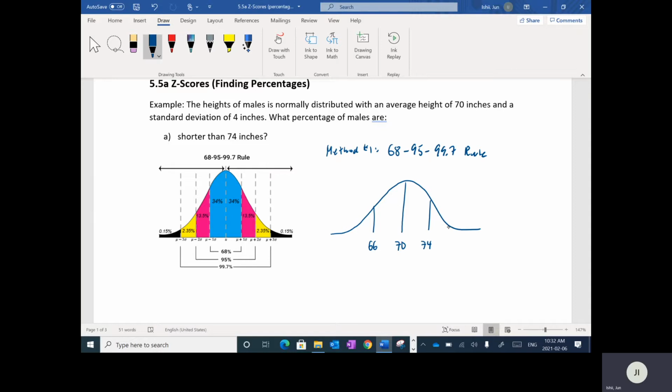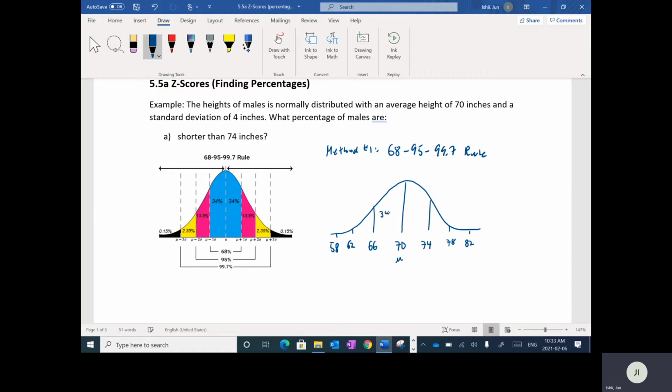We're going to go one more here. So let's go 78, add 4, subtract 4. And the last marker is 3 standard deviations away, so that will be at 82, and subtracting that will be 58. So again, this is the mean, and this is 1 standard deviation away, which is 4 inches. Adding 4, subtracting 4, and then 2 standard deviations, and so on. The percentages for these line up.